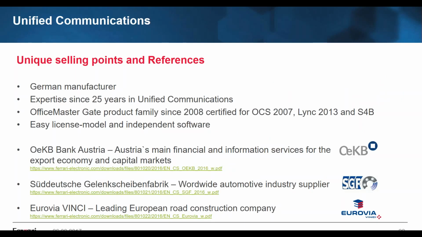Last but not least, on the last slide, I want to give you a short overview about our unique selling points and references. We are a German manufacturer. All products are developed and manufactured in Germany. We have expertise of 25 years in unified communication, so we know what we are doing. The OfficeMaster Gate product family is certified by Microsoft since 2008, and we have an easy license model and an independent software which you can use on nearly every hardware component you want.